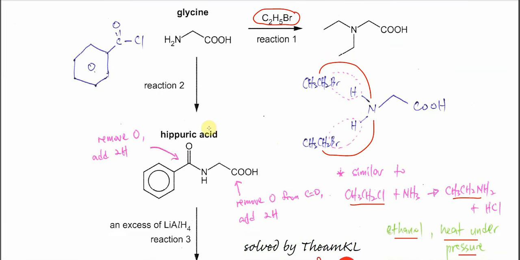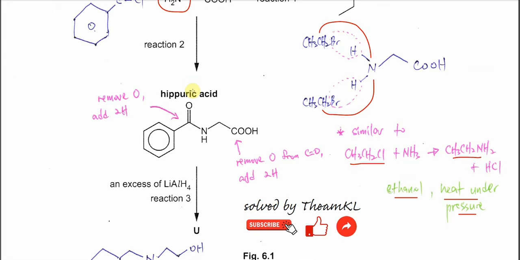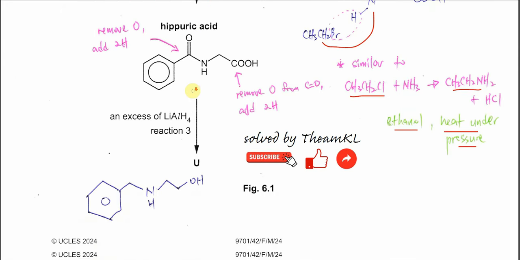After that, we have reaction 2. Now the glycine reacts and forms this hippuric acid. As you can see here, the amine now forms the amide. So this is the group that is added, or that changes. Later we'll see what is needed for reaction 2. After that, we have this hippuric acid which forms compound U with excess lithium aluminum hydride.